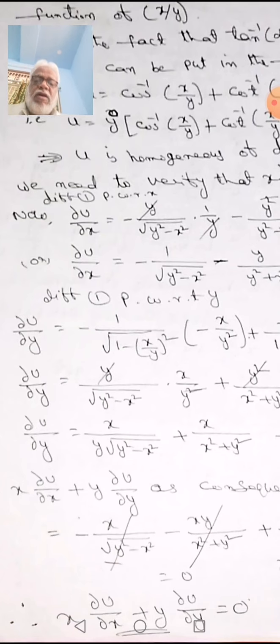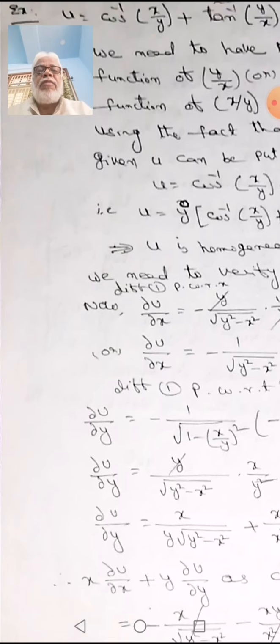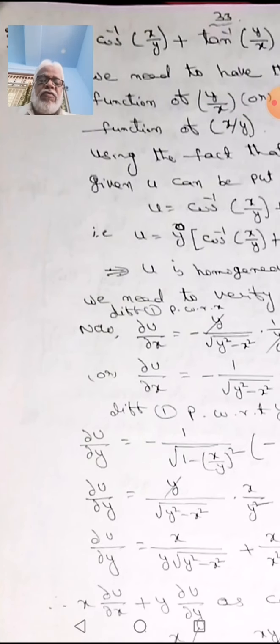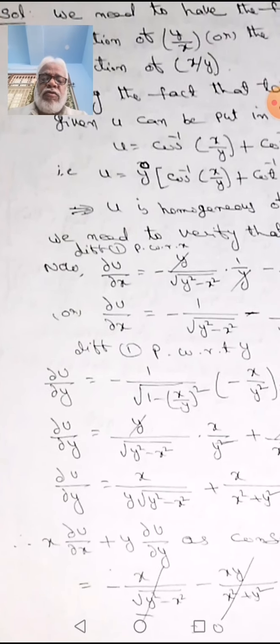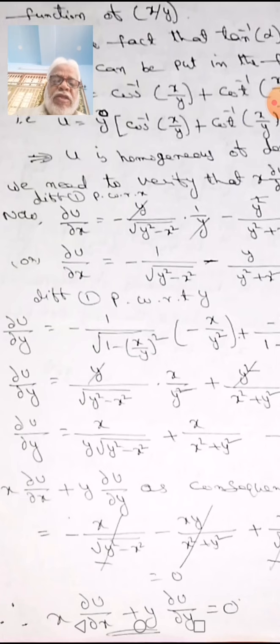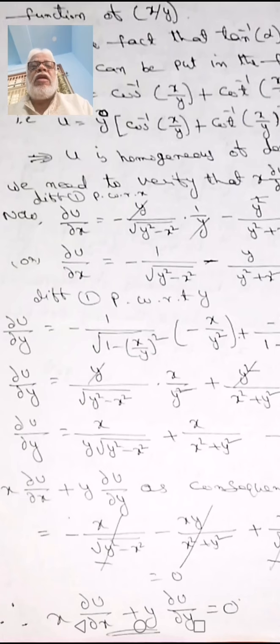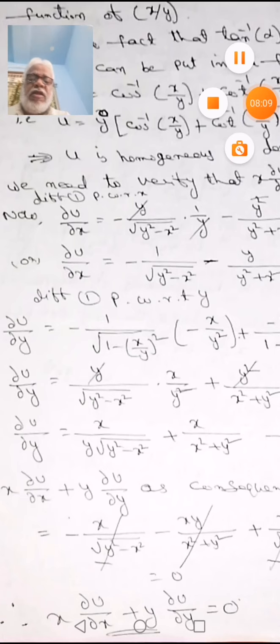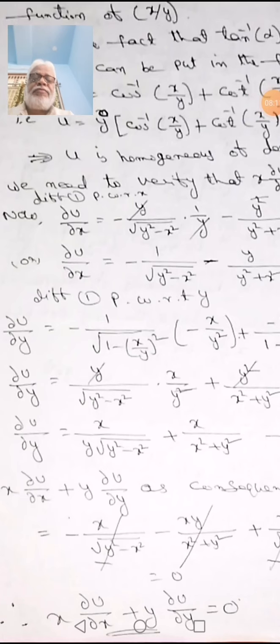This is Euler's theorem, but the given function may not be directly in homogeneous form. We can change this equation to homogeneous and write, by Euler's theorem, x ∂u/∂x + y ∂u/∂y is equal to 0, because the degree of that given equation is 0 only.